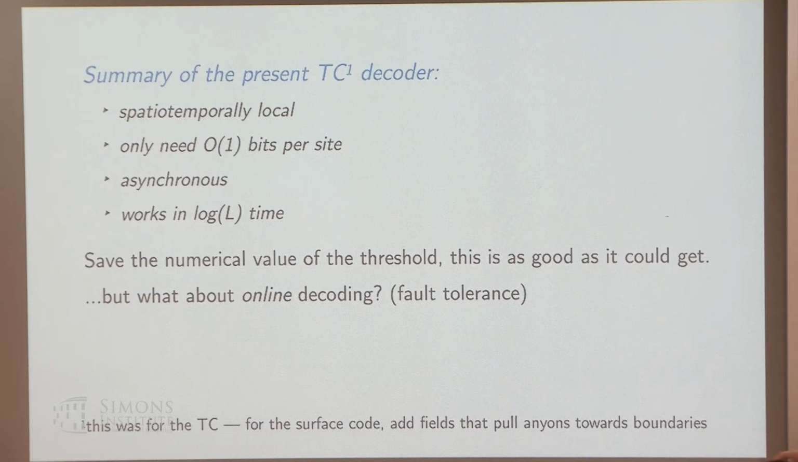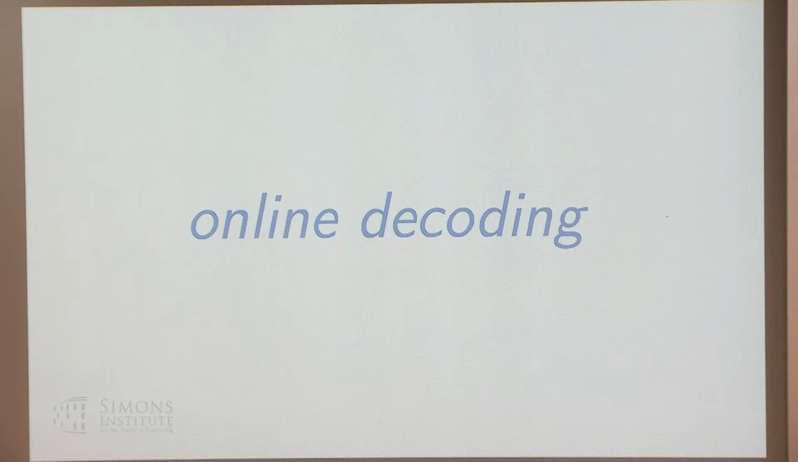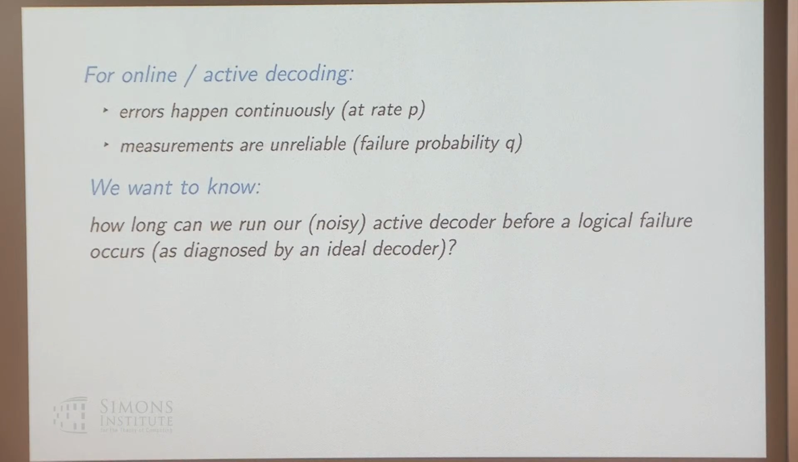But what we really care about is the online decoding problem. So what happens in the fully fault-tolerant setting. And that's what I'm going to talk about now in the last part of the talk. So recall what the setup is. In online decoding, errors are happening continuously at some rate. And the measurements that are being made of the state of the syndromes are unreliable with some non-zero failure probability. And what we want to know is the time that this active decoder can be run before a logical failure occurs, as diagnosed by some offline decoding scheme.